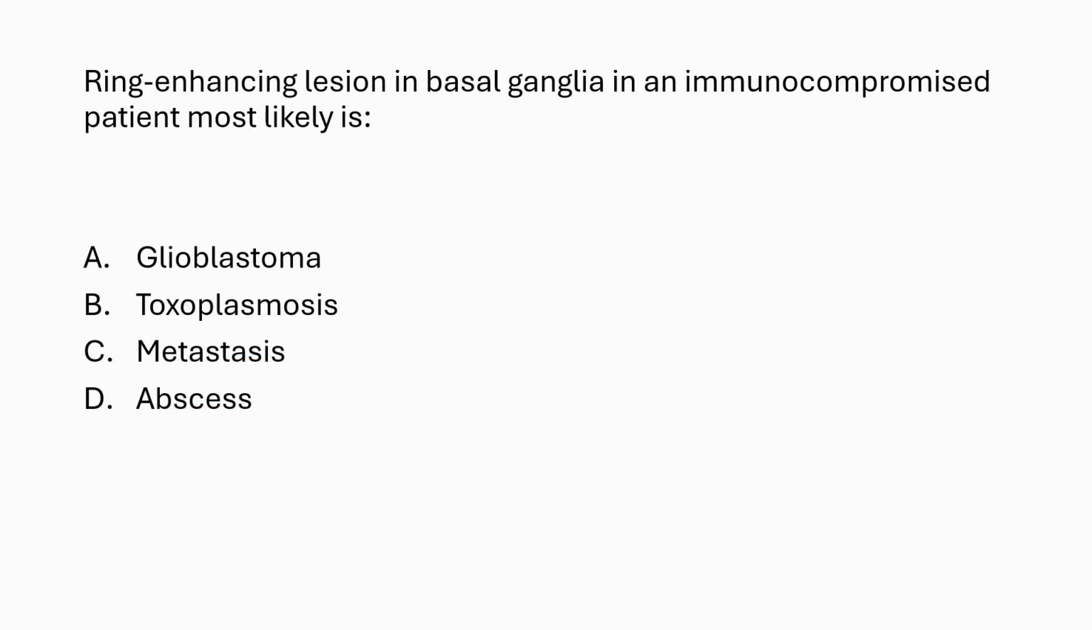Ring enhancing lesion in basal ganglia in an immunocompromised patient. Clue is here: basal ganglia in an immunocompromised patient. So answer is toxoplasmosis, because glioblastoma is a neoplastic process, so there is no relation with the immune system. Metastasis is also not immune system related, and in abscess there is no role of immunocompromised status. There is no predilection for the basal ganglia.